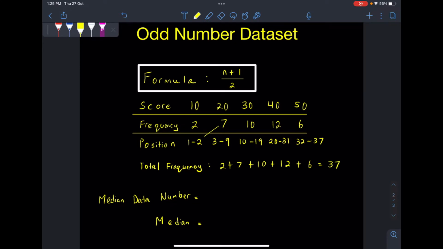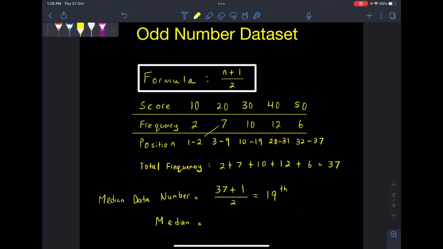All right, so this is an odd number because it's the number 37. So we have to find our median data number using the formula of n plus 1 over 2. So n plus 1 over 2, right? So 37 plus 1 over 2. You're going to get 19. Right? So since I've got 19, this is the 19th number actually, right?